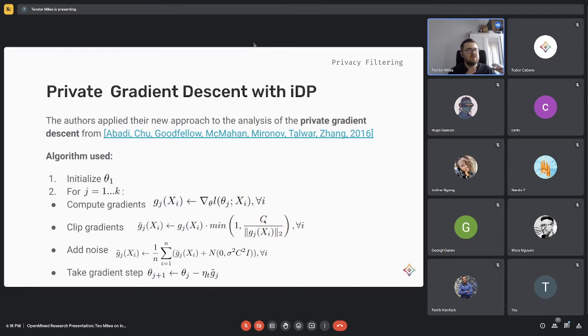So usually in the settings from 2016, from this paper, we would clip every gradient, but using this approach, what happens is that there are gradients whose norm is lower than C. So what we are doing in the end is saving on the privacy budget, and this allows us to do more iterations of this algorithm. Now, in the end, we add the noise, and of course, we can take the gradient step. Yeah, and this here is the interesting part.